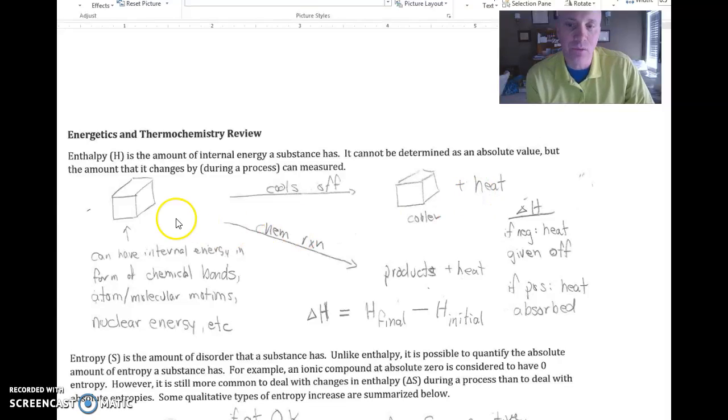So another example of this would be, let's say that we take that same block of wood and we burn it. That's a chemical reaction. We would then be left with the carbon dioxide and water, and whatever ash would be left over.